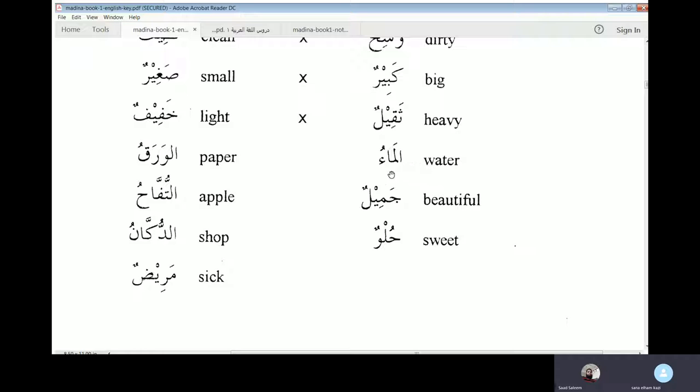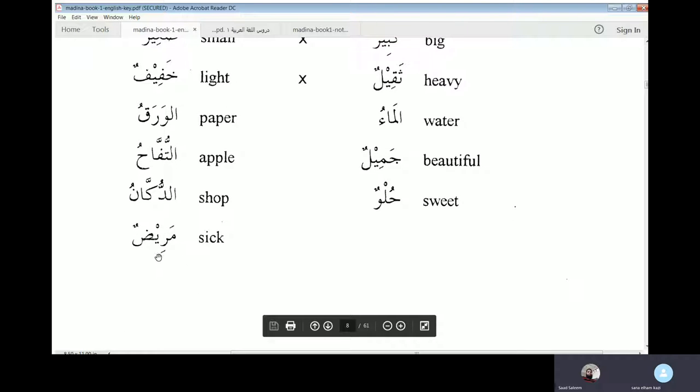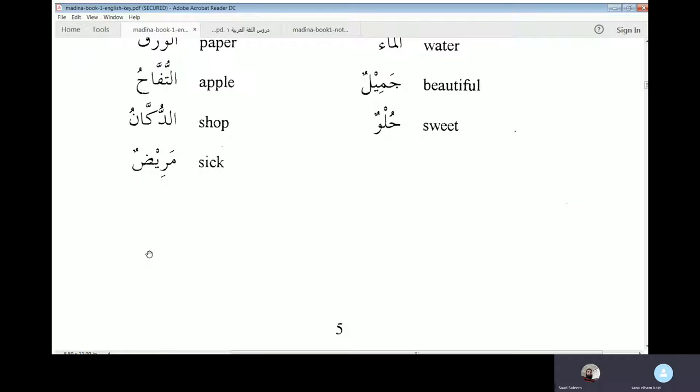Al-ma'u, water. Al-waraqu, paper. Jamilun, beautiful. At-tuffahu, apple. Hulwun, sweet. Ad-dukkanu, the shop, right? Shop, okay. Next. Is it ad-dukkanu just a shop or is it the shop? Basically it means the shop. Here they have written our shop, that is also good. Maridun, sick.